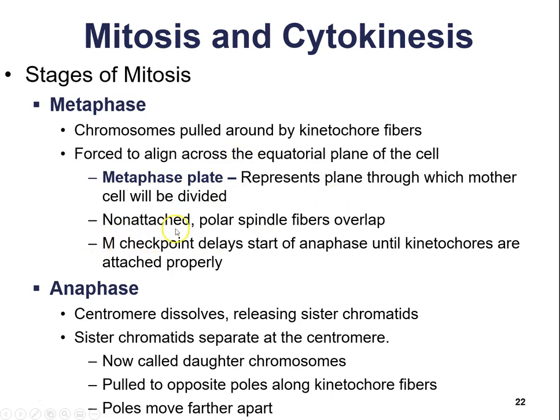It says non-attached polar spindle fibers overlap, and that helps sort of elongate the cell and change cell shape. I'll show you what I mean by that in a second. It says M checkpoint delays start of anaphase until kinetochores are attached properly. So remember that checkpoint I pointed out, that spindle assembly checkpoint is going to check to make sure the spindle is properly formed, right? And that all of the microtubules have grabbed onto those chromosomes, okay? If not, then the cell will not proceed through mitosis.